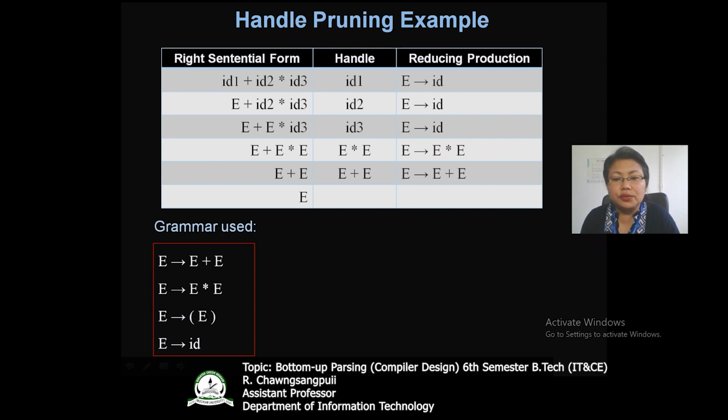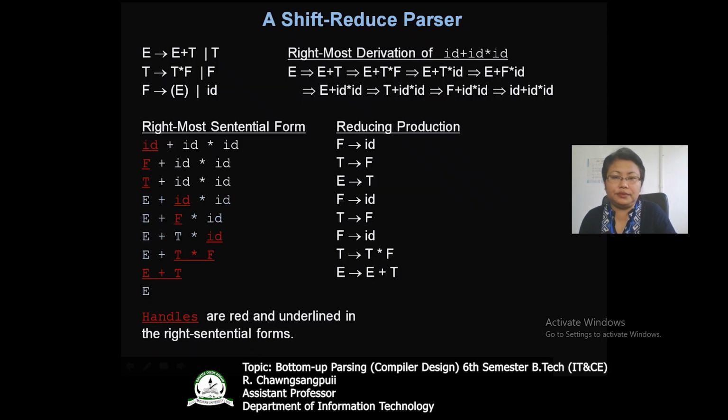So now it will be only E plus E. If you look at this grammar, in the first production rule, E can have the form E plus E. So this E plus E can become E by using the reducing production rule E can have the form E plus E, so that at last we get back to the start symbol, which is E.